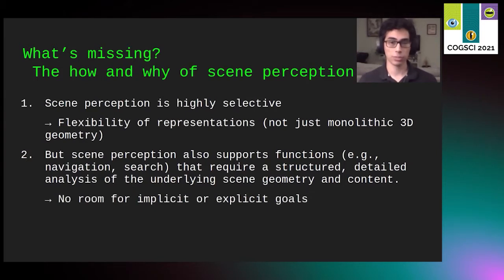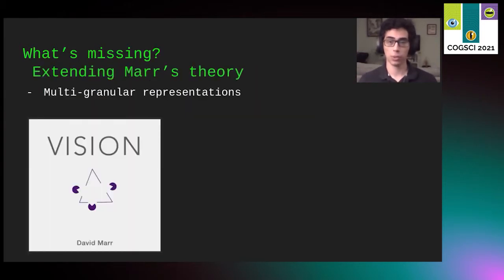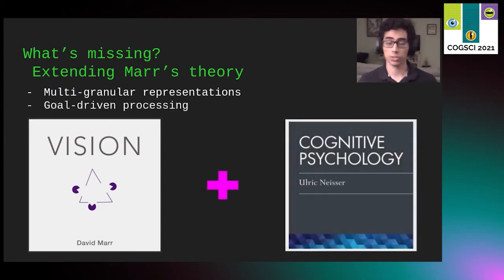To capture the flexibility and depth of perception, we will introduce multigranular representations over geometry. But the proposition of multigranularity in perception immediately begs the question of what level of resolution should perception choose to represent different aspects of the world. And this is where the idea of goal-driven processing comes into play.